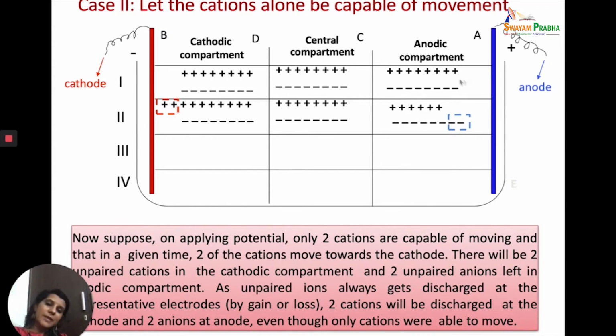Now because there will be extra 3 anions in the anodic compartment and 3 cations extra in the cathodic compartment, therefore 3 cations will be discharged at the cathode and 3 anions will be discharged at the anode. So whether only the cation moved or only the anion moved, the number of ions discharged at the respective electrodes, cations at the cathode and anions at the anode, is always the same. Here we are studying a case where only either the cations or the anions are capable of movement.